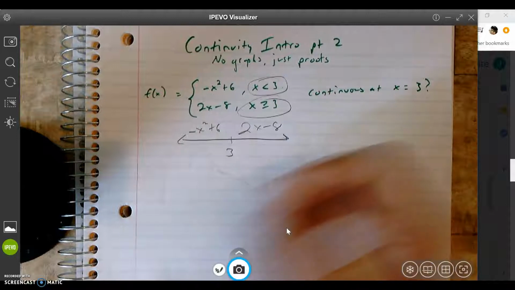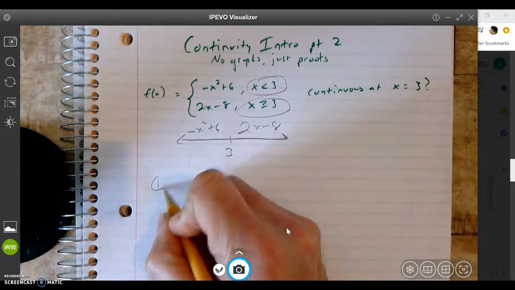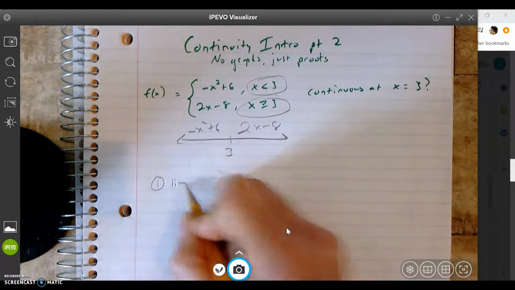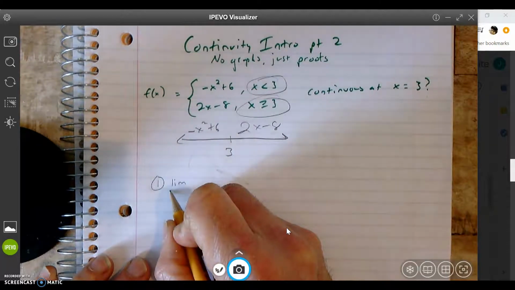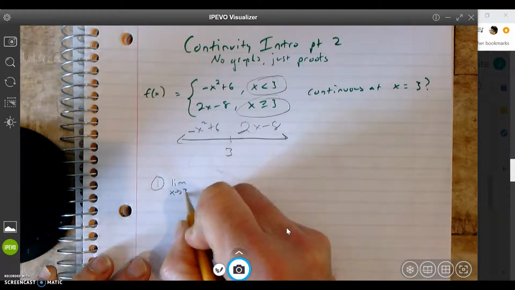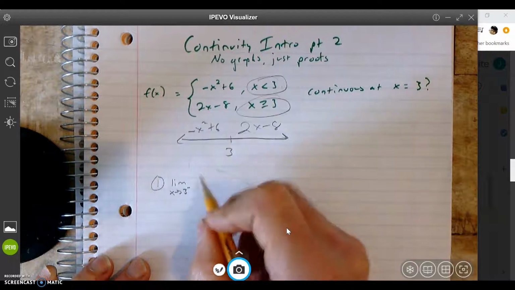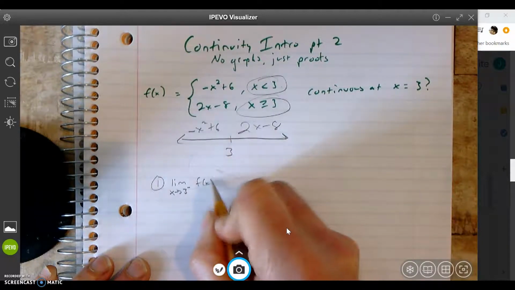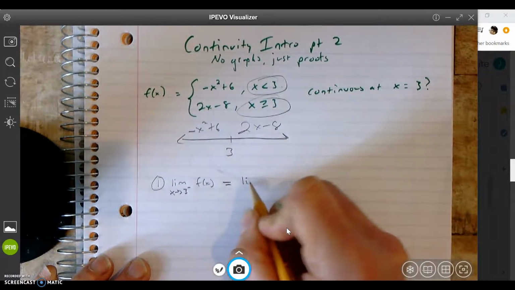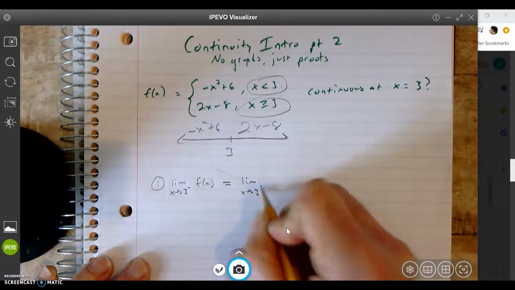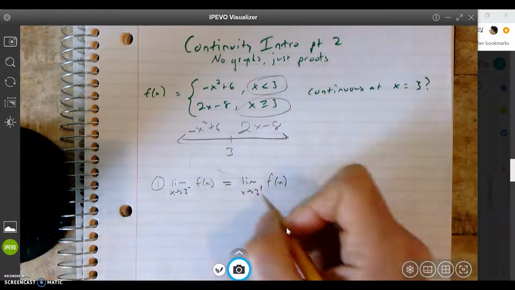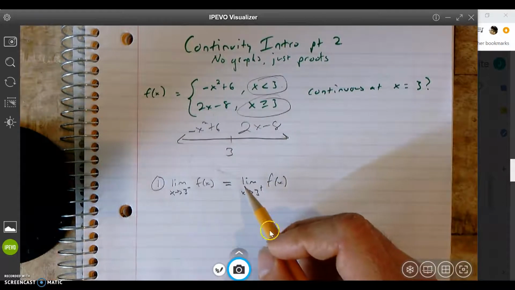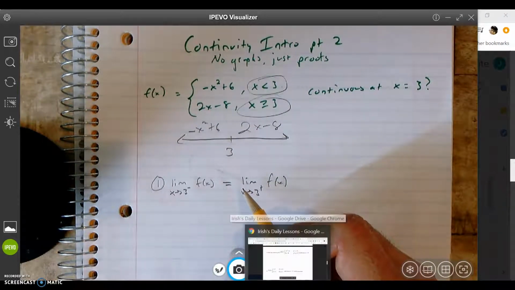The first thing you need to do is we get to prove the limit as x approaches 3 from the left of f of x equals the limit as x approaches 3 from the right of f of x. Why do we have to prove the limit? So that we don't get a jump.